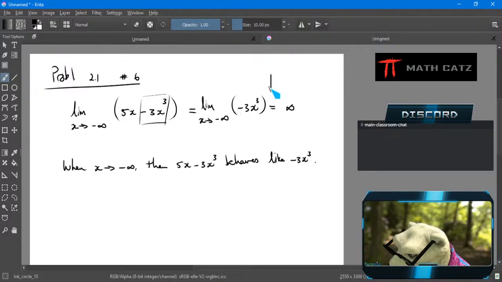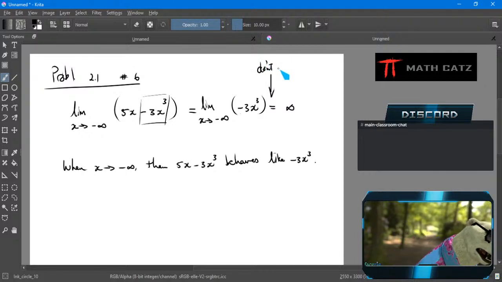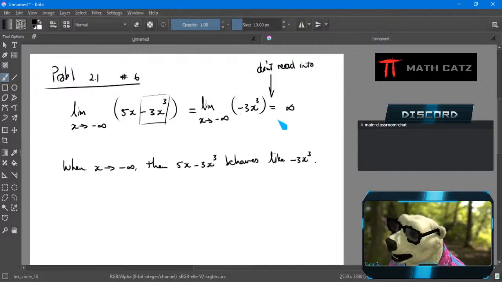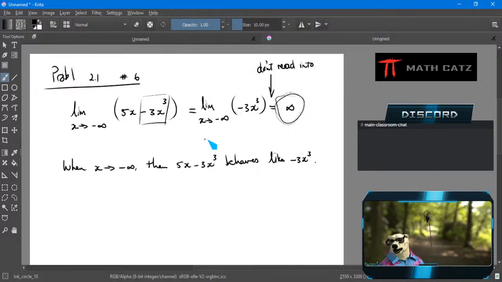Now I write an equal sign here. Don't read too much into this equal sign. That does not mean the limit exists. It's all about what my answer is. It's just a verb in the sentence. If we say the behavior of negative 3x cubed is infinity, then that equal sign is just taking the place of a verb. It doesn't mean this is equal to a number.